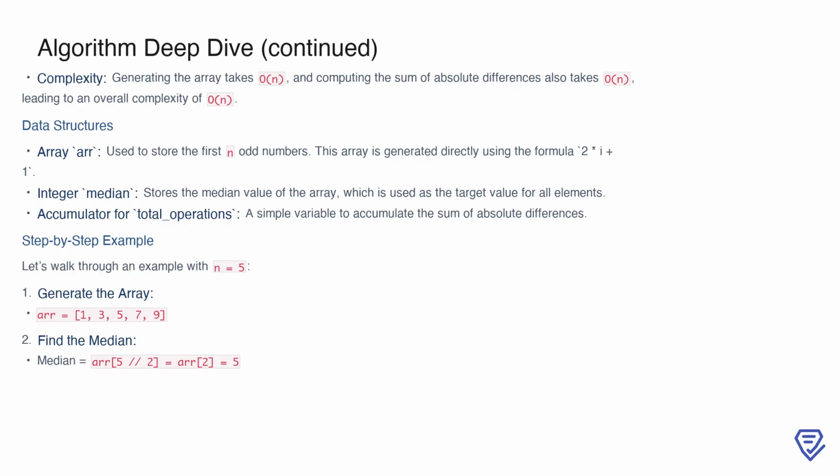Let's take a closer look at the data structures we use. First, there's the array ARR, which stores the first n odd numbers and is generated using the formula 2*i + 1.